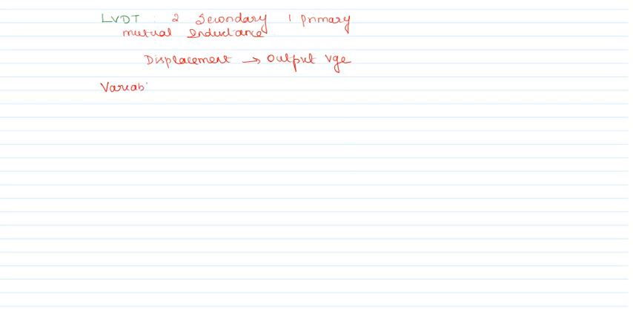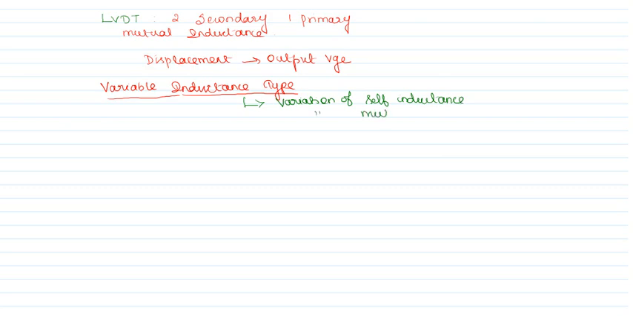Variable inductance type transducer. So under variable inductance type we have three different types. The first one is variation of self-inductance, the next one is variation of mutual inductance, then production of eddy current.